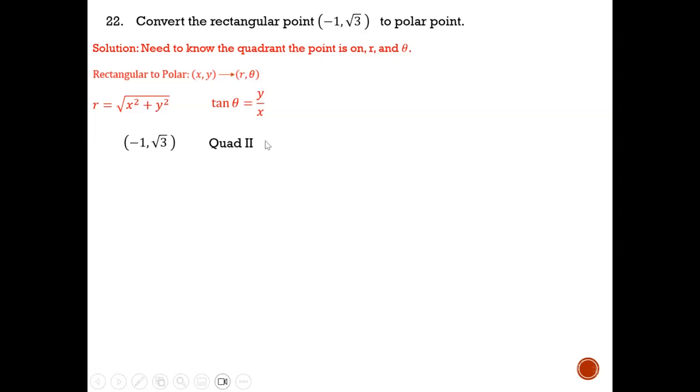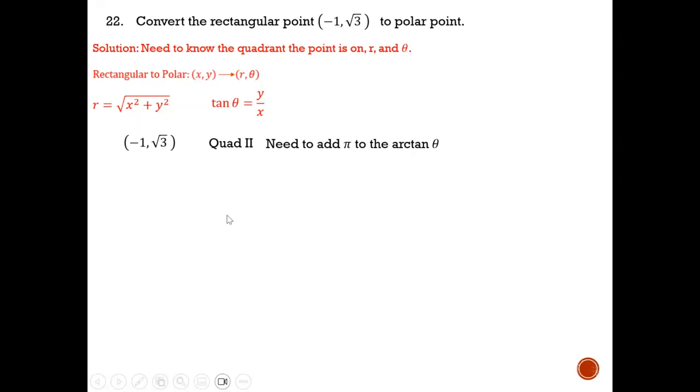And why, guys? Because the arctangent is from negative pi over 2 to pi over 2, which is quadrant 4 to quadrant 1. So if it's in quadrant 4, it's going to give us a negative solution, right? Negative angle. So we have to add pi to go to quadrant 2.